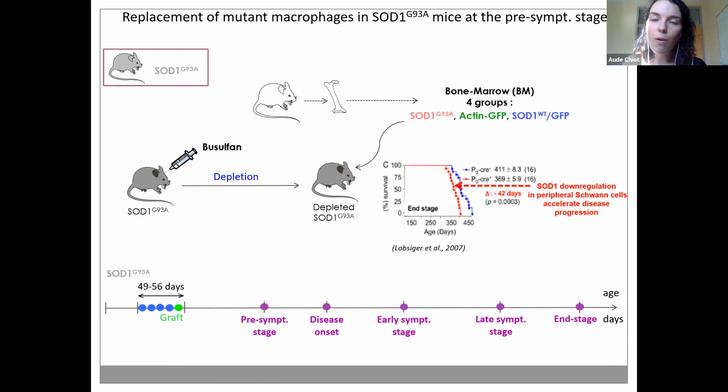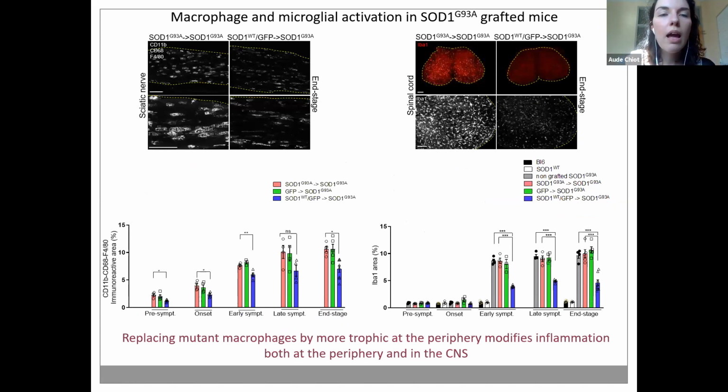And in 2007, it was shown that when SOD1 was downregulated in the peripheral Schwann cells, that led to an acceleration of disease progression. So we thought that overexpressing SOD1 wild type at the periphery could be beneficial. We followed those mice at the different stages of the disease and looked at what's going on in the tissues. Here you have the sciatic nerve on the left and the spinal cord on the right. In the sciatic nerve, you can see that there was no difference in macrophage reactivity for the group grafted with the actin-GFP bone marrow.